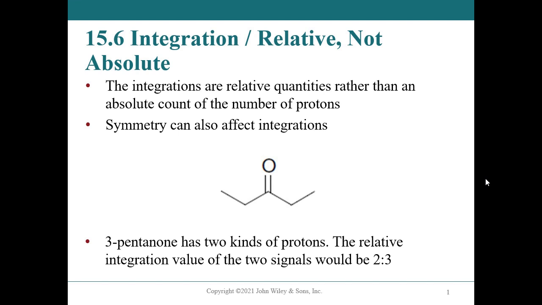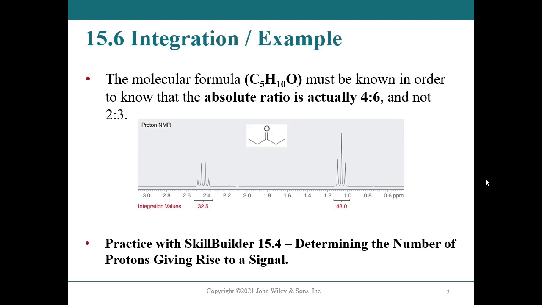The next thing we're going to be talking about is some integration. The number of hydrogens is directly proportional to the size of the peak that we see in a spectrum. So if one peak is twice the size of another, it means it has twice as many hydrogens. So here we're talking about the number of equivalent hydrogens giving rise to a peak as opposed to the number of different types of hydrogens. For compounds such as this, it's important to remember that we are looking at relative amounts.